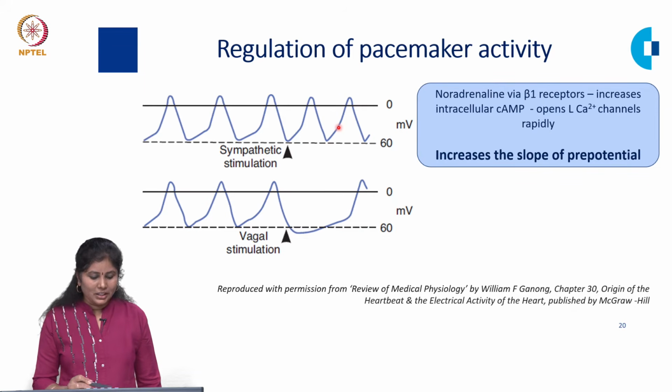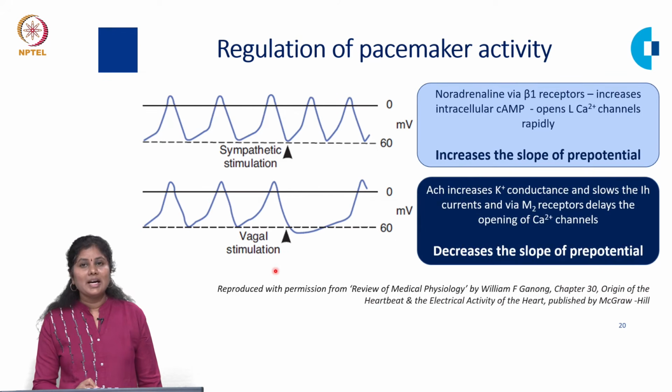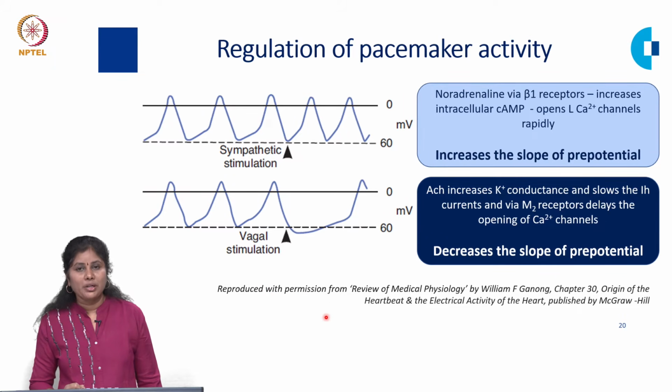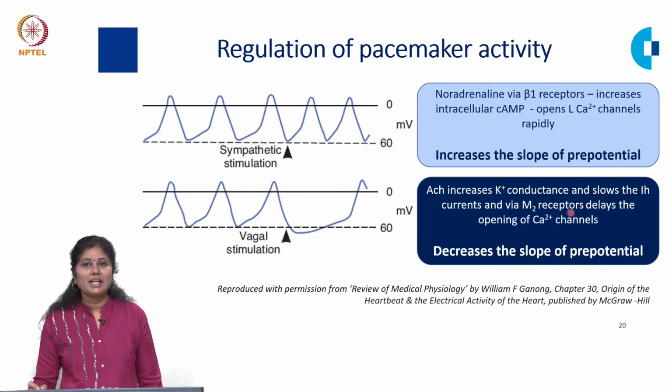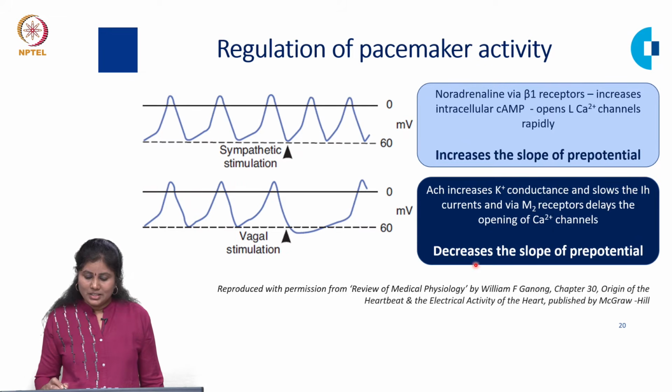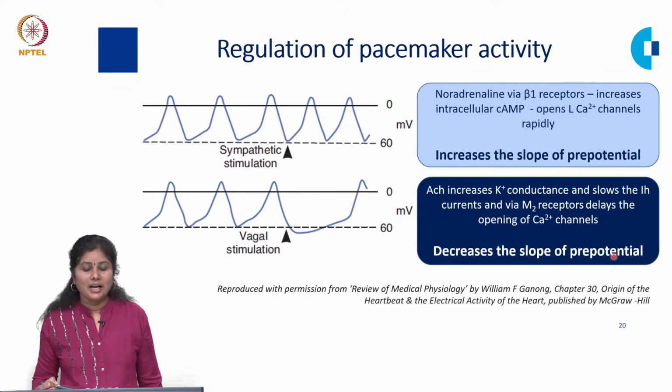Now, look at the vagal stimulation, look at the slope here, slope of the prepotential is decreased. Here the acetylcholine released at the vagal nerves increases the potassium conductance and slows the hyperpolarizing currents. Also, via the M2 receptors, it delays the opening up of the calcium channels. So, that is how it delays the next impulse. So, this decreases the slope of the prepotential and hence decreases the heart rate.